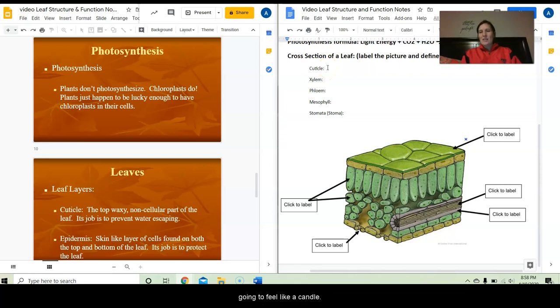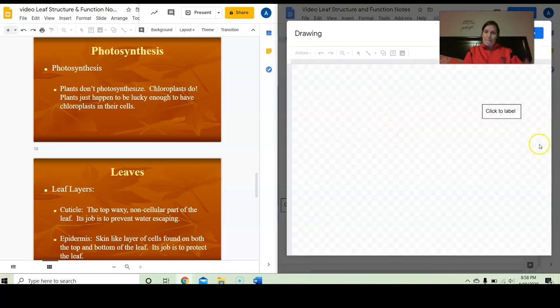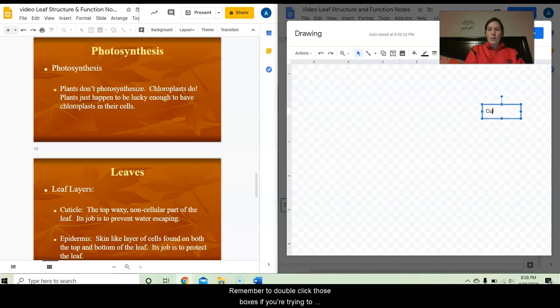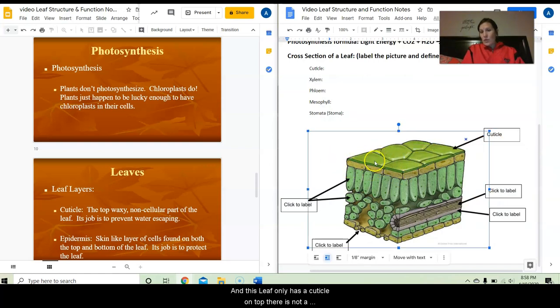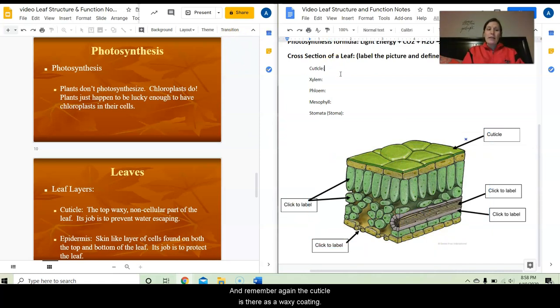A cuticle is going to be waxy. It's going to feel like a candle. And that wax is to keep water from escaping because wax is a lipid. So cuticle is going to be this very top layer right here. This is my cuticle. Remember to double click those boxes if you're trying to type in there. It's the best way I could figure out how to do it. And this leaf only has a cuticle on top. There is not a cuticle on bottom.